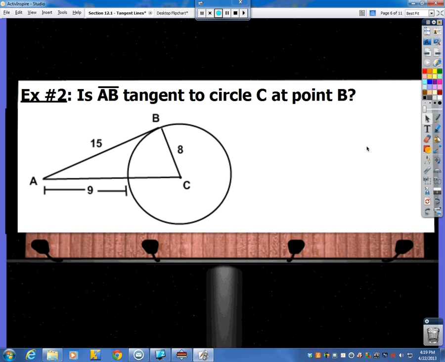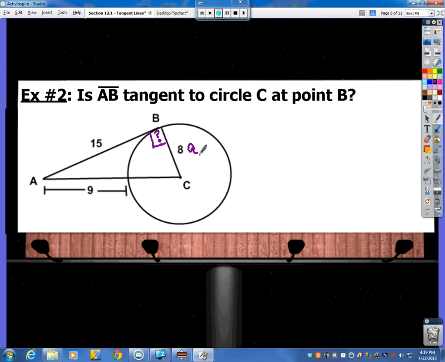So let's look at an example. So second example here. Is AB tangent to circle C, which we mean this circle, at point B? Is this the point of tangency? So we want to see, does the Pythagorean theorem work? Is there in fact truly a right angle? So we want to check.